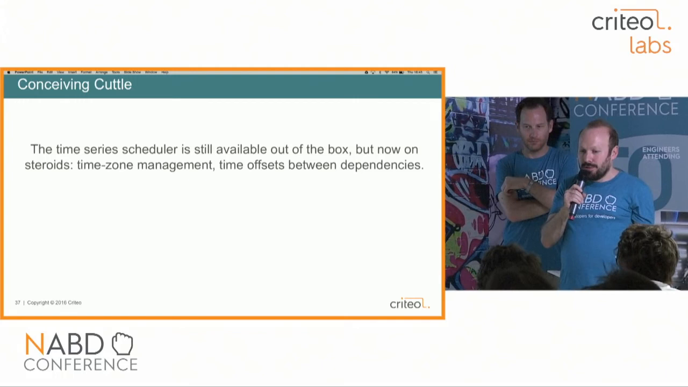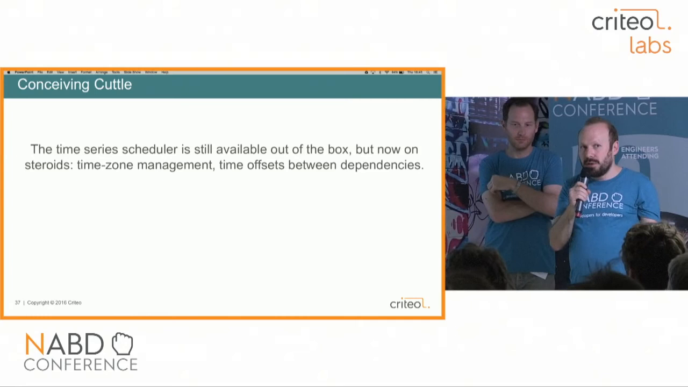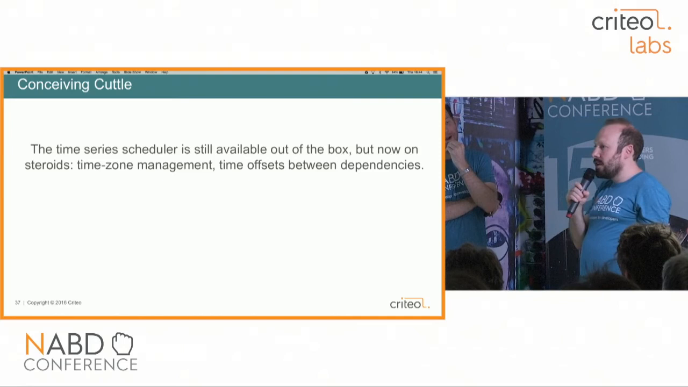But we have added some new features, a missing feature in Langoustine. Basically, we wanted a better way to handle time zone and time offset. So for example, you have these daily jobs that depend on other daily jobs, but with a 3-hour offset. That was kind of possible in Langoustine, but it was a hack. And now in Cuttle, that's clarified.